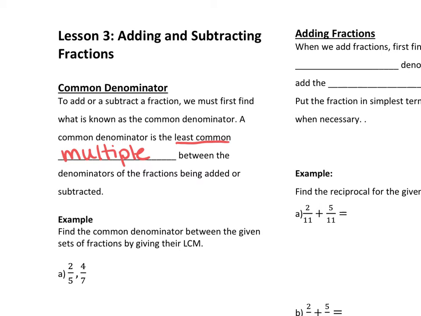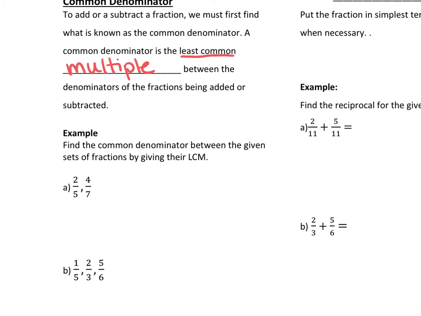All right. So if we look at these examples, find the common denominator between the given sets of fractions by giving their LCM. I'm only interested in the denominator of the fractions. So the denominator between 5 and 7, their LCM, their least common multiple. Well, multiples just mean you're going to multiply by some number. So we keep multiplying 5 by a number to get it to a number that looks like 7. And it just so happens that when you multiply 5 by 7, you get the LCM of 35. So your LCM here is just 35.